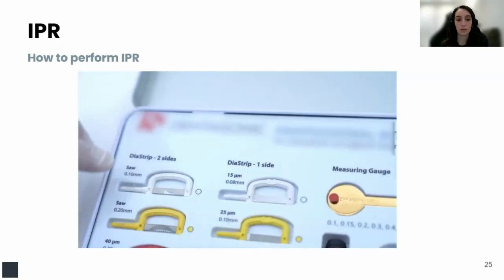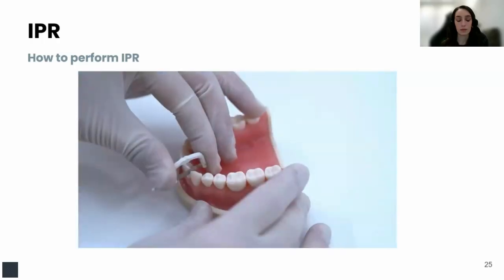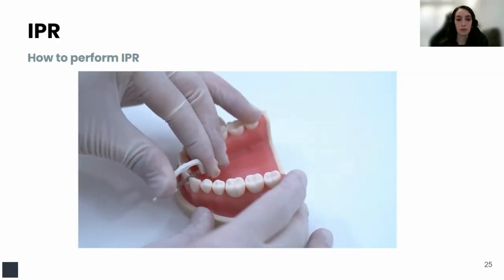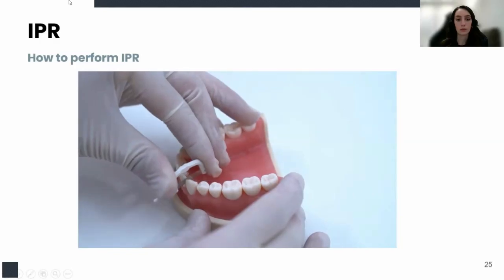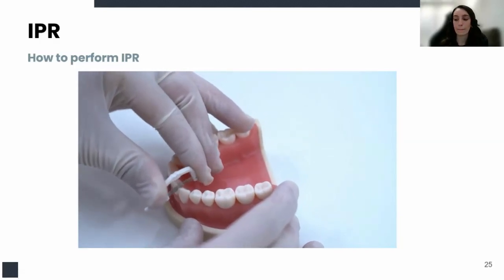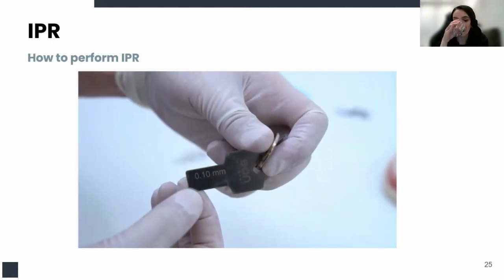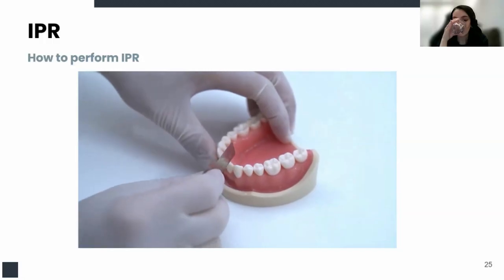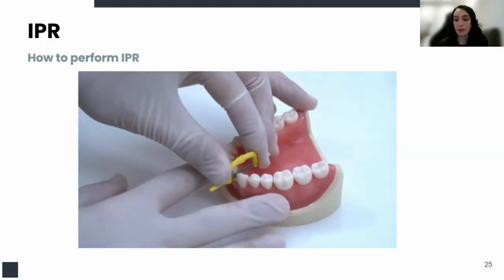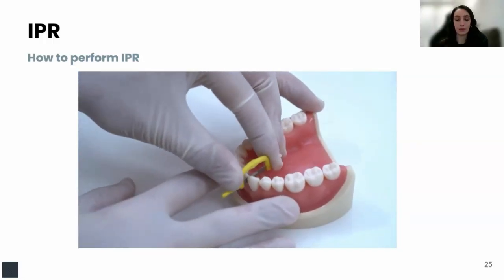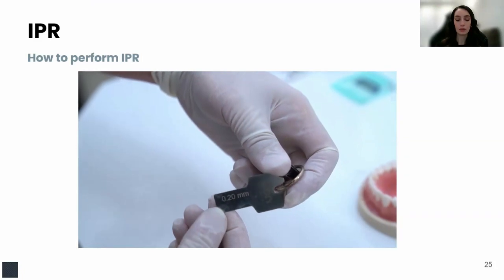Start the stripping gradually. Take the 0.1 strip, hold it properly with your fingers, and start sawing between the teeth from the incisal edge towards the gingiva. Check with the 0.1 IPR gauge by sliding it in the contact. Now take the 0.2 strip and do the same process. Check with the 0.2 IPR gauge.